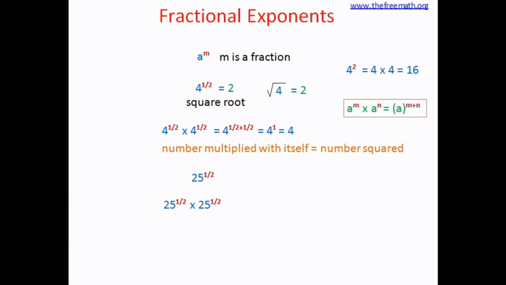Again, if you multiply 25 to the power of 1/2 with itself, you'll get 25 to the power of 1/2 plus 1/2, which equals 25 to the power of 1, which equals 25. That means 25 to the power of 1/2 is such a number that when it is multiplied with itself, it gives 25. That means this number must be 5 because 5 squared equals 25, right? So now we understand that when the exponent is 1/2, it really indicates the square root.